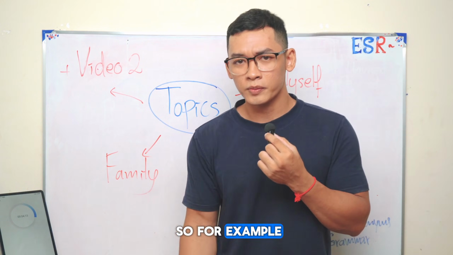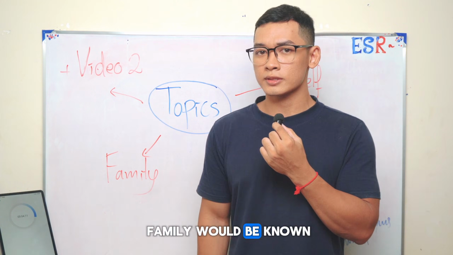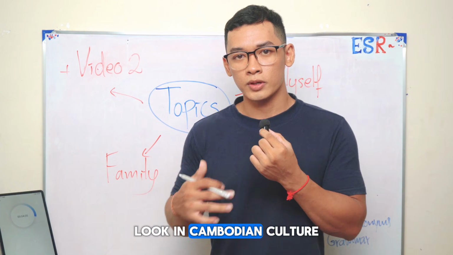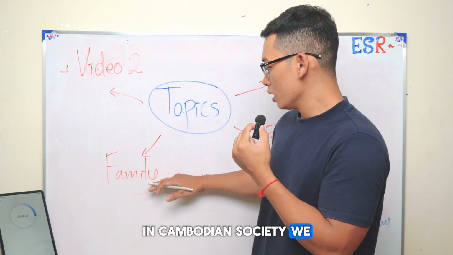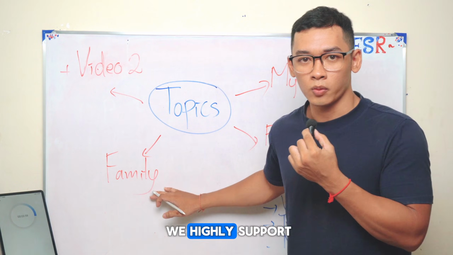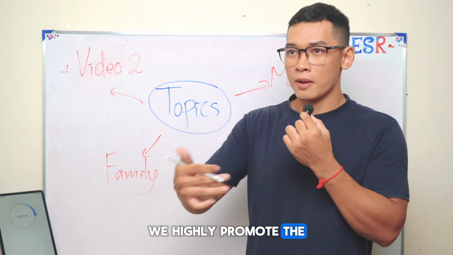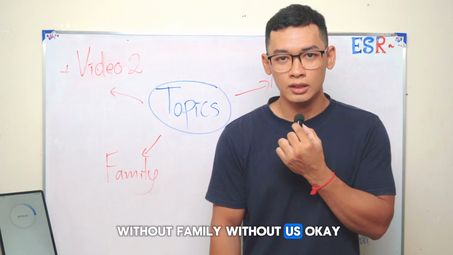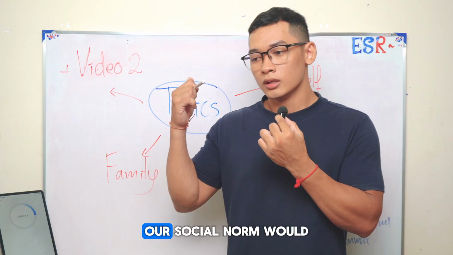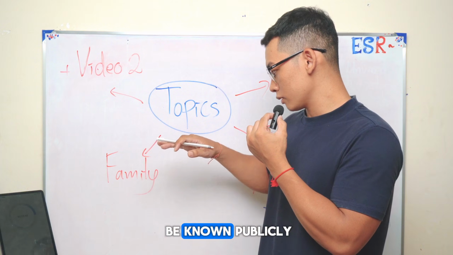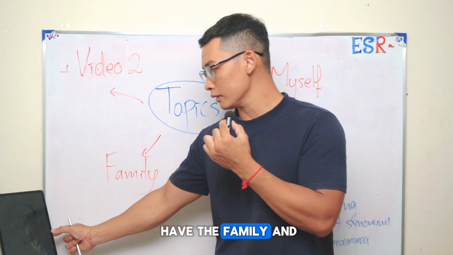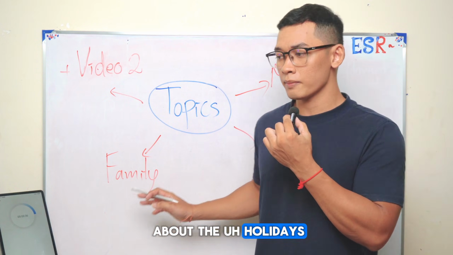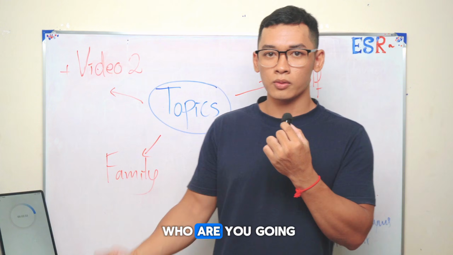So, for example, why would family be known as the base case for us, that we have the family as the main reason? Look, in Cambodian culture, in Cambodian society, we highly support, we highly promote the family as the best thing ever in our society. Without family, without us, okay? Our tradition, our custom, our social norm would be known publicly because we have the family and they are always with us. So think about the holidays, think about the vacation, who you are going to stay with.